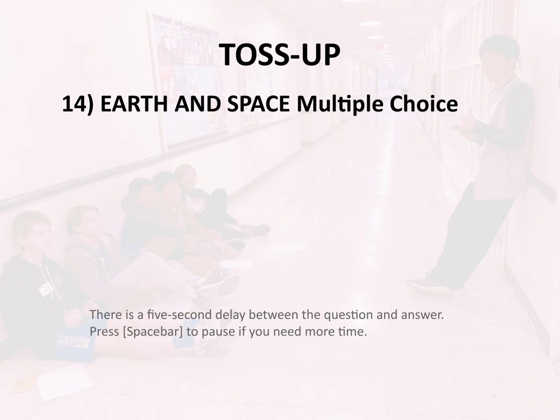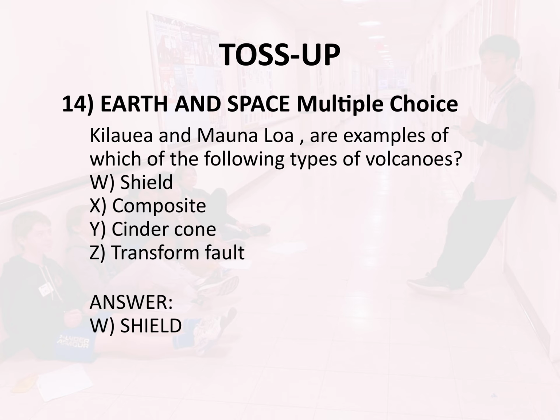Toss-up 14. Earth and space. Multiple choice. Kilauea and Mauna Loa are examples of which of the following types of volcanoes? W. Shield, X. Composite. Y. Cinder cone. Z. Transform fault. Answer. W. Shield.